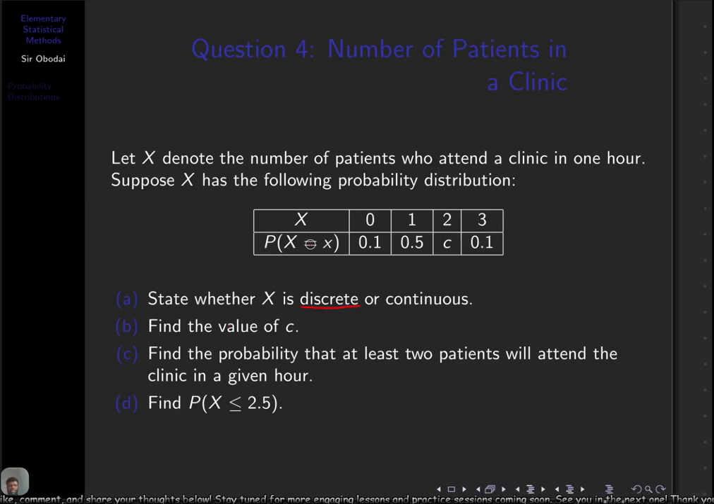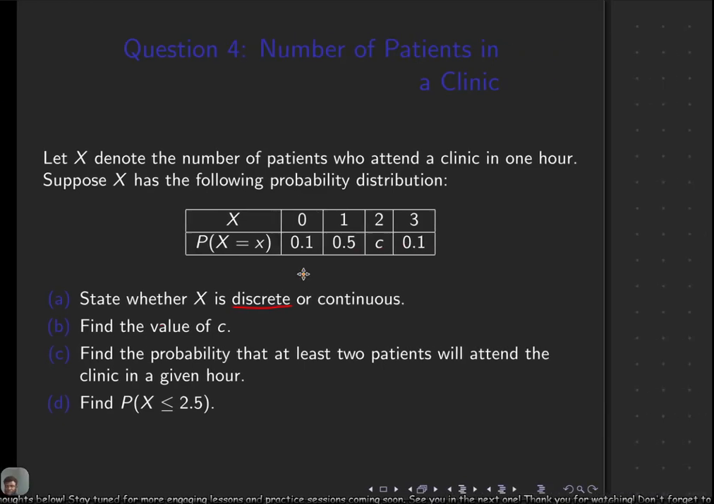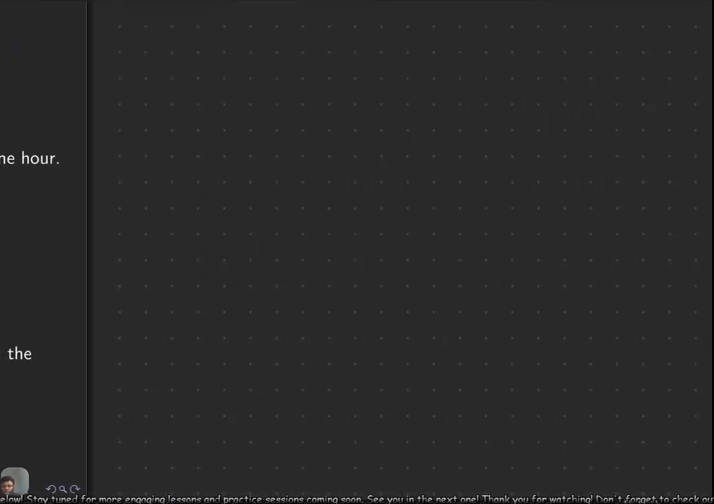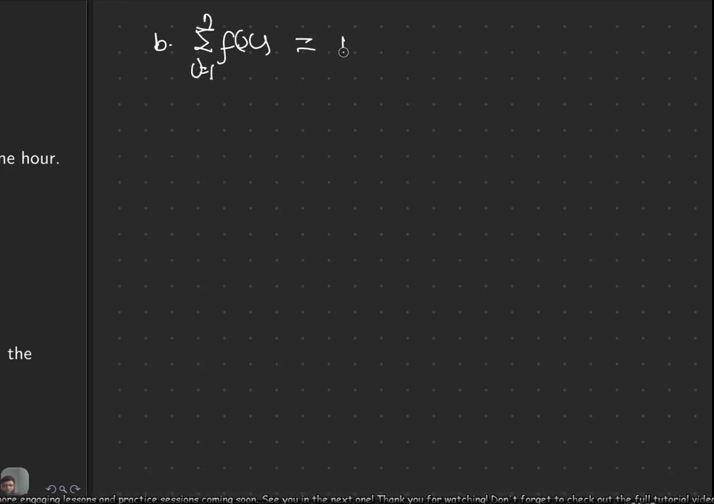The first one was that the probability of each random variable should be greater than or equal to 0. As we can see here, that is satisfied. And the second one was that the summation of all these probabilities should be equal to 1. So that is the idea we'll be using to solve B, right? The condition says that the summation from i equals 1 to n should be equal to 1.